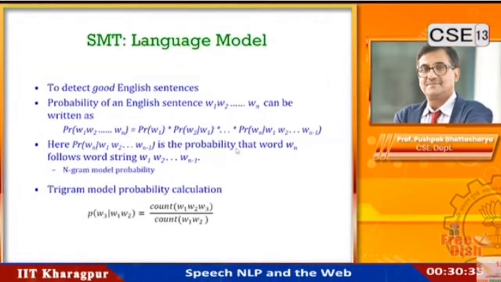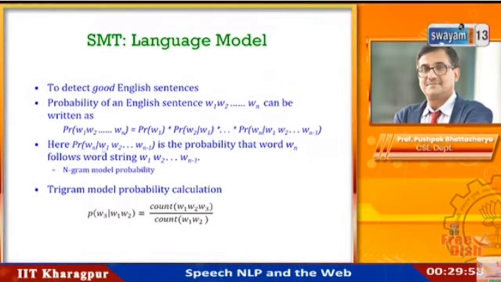Now, proceeding forward, the language model is for detecting good English sentences. So the probability of an English sentence W1, W2 up to Wn can be written as probability of W1, times probability of W2 given W1, times probability of W3 given W1 and W2, and going up to the nth word, probability of Wn given W1, W2 up to Wn minus 1. So this is the application of the chain rule of probability.